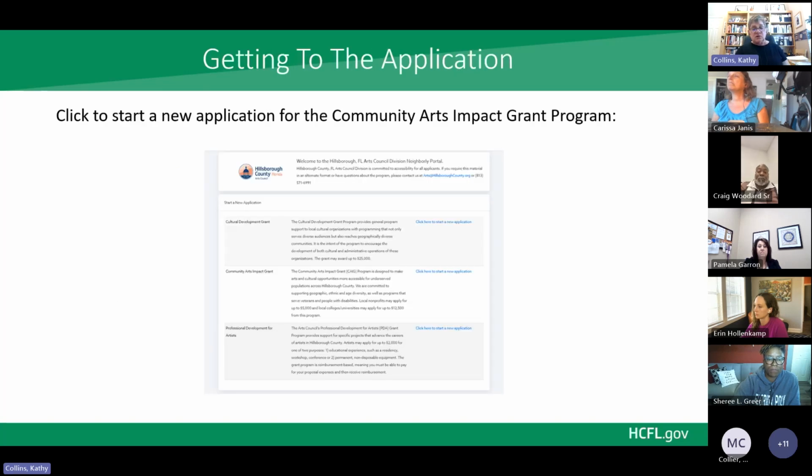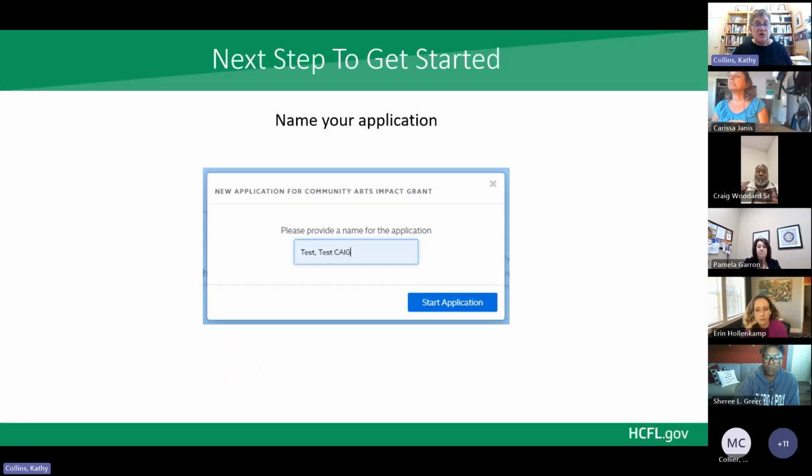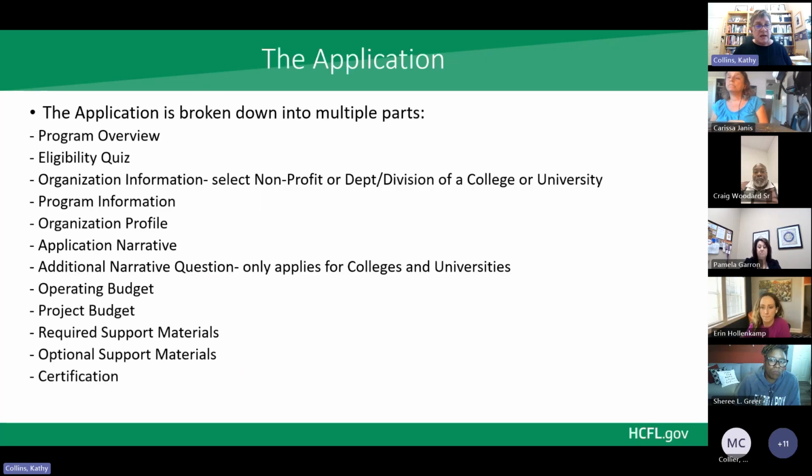Now, this is what it looks like when you open up the Neighborly software, and you're going to again go to Community Arts Impact Grant Program and click on it. You then will name your application so that you'll be able to know what it's called, and then you can start it.